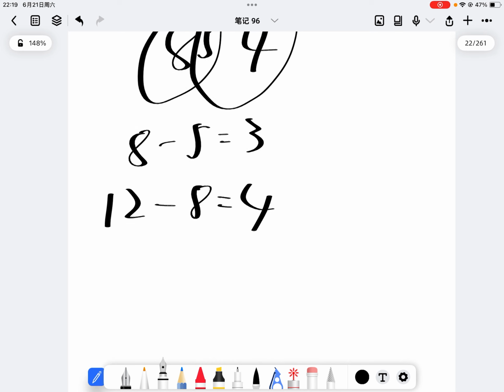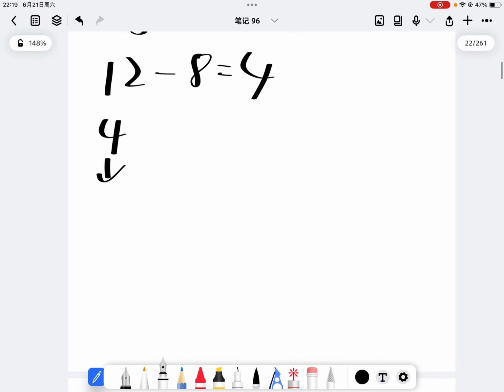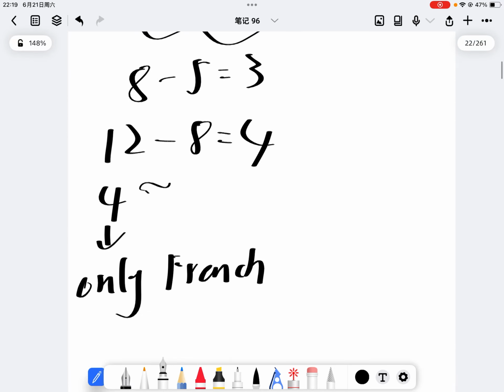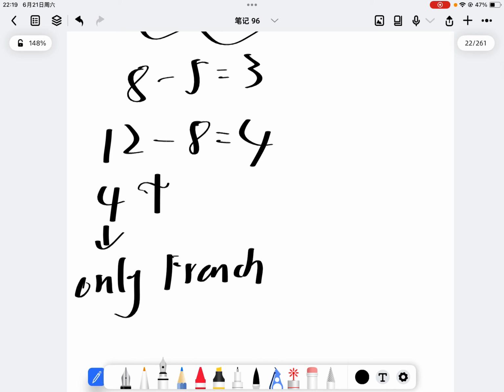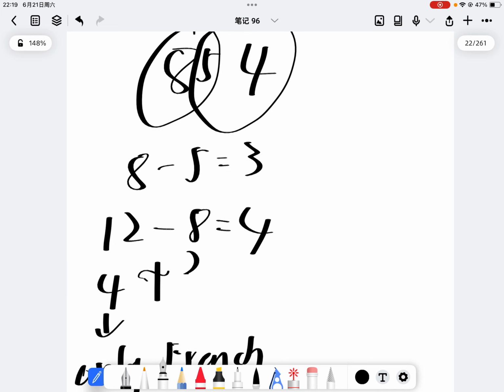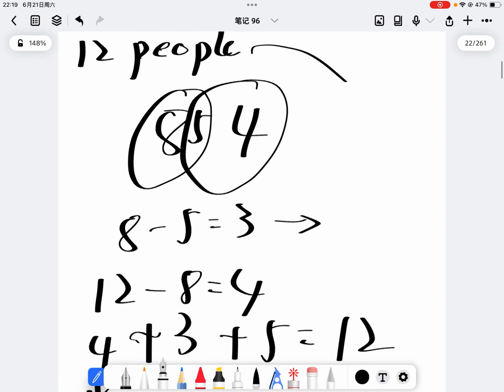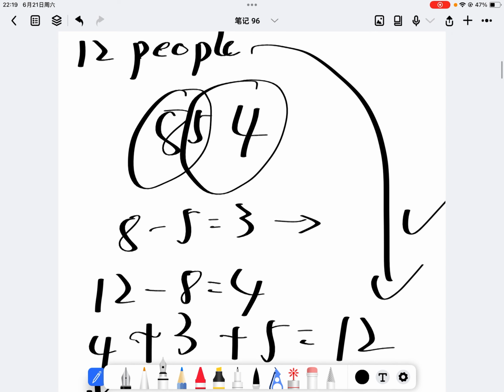Whether our answer is true. So we add the people who only speak French, 4, plus the people who only speak Spanish, which is 3, and add the number who speak both Spanish and French, 5. So in total, there are 12 people, and we're right. So this is the Venn diagram.